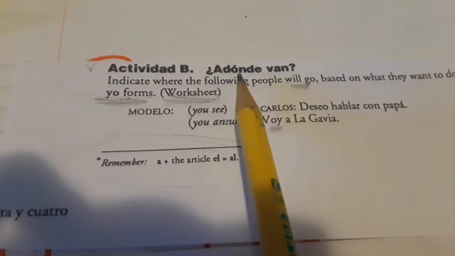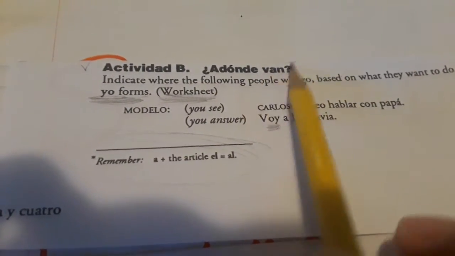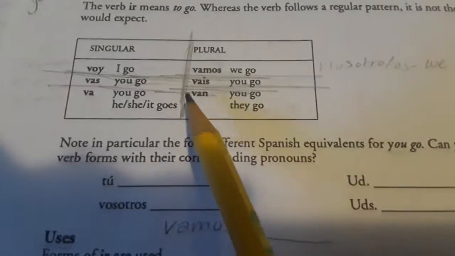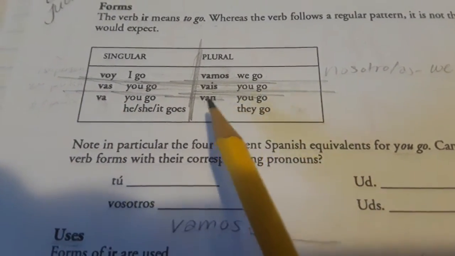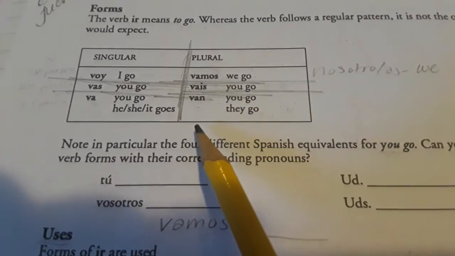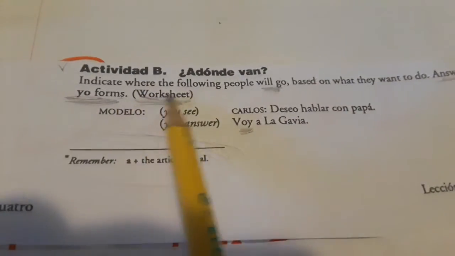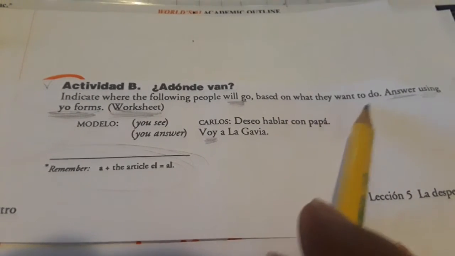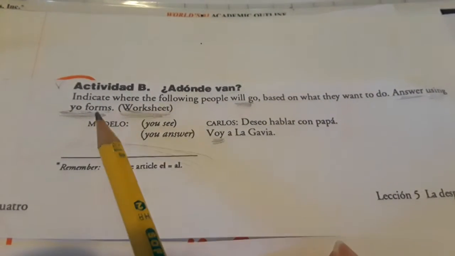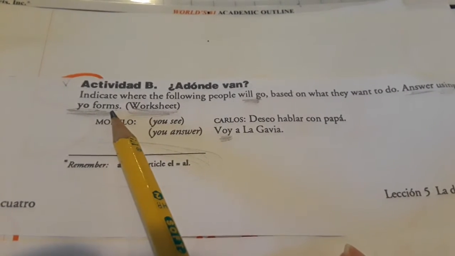Actividad B. ¿A dónde van? Okay, van over here in the chart. Van. So now you know it's third person. So they're talking about who? Ellos, ellas, what's the other one? Ustedes. Okay, that's the subject pronoun. Just FYI. Indicate where the following people will go based on what they want to do. Answer using yo form. Yo forms.